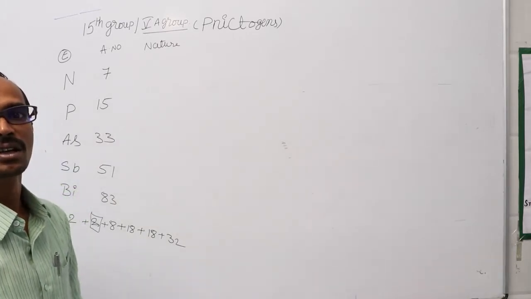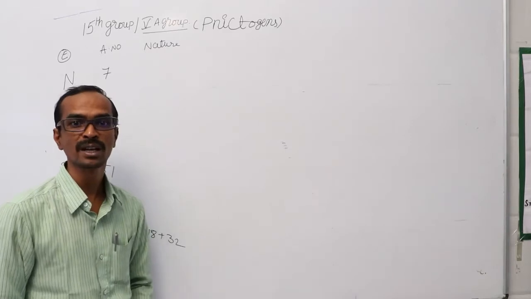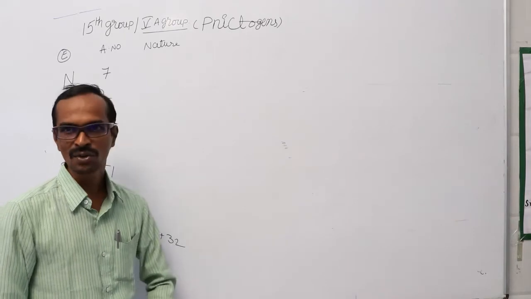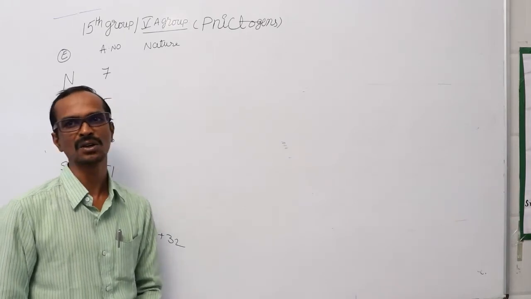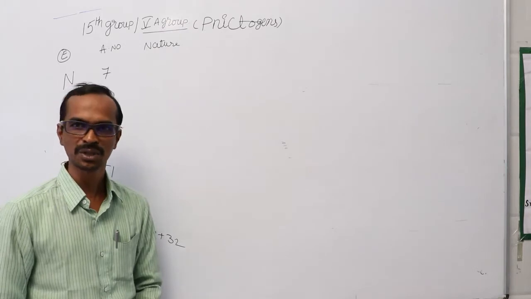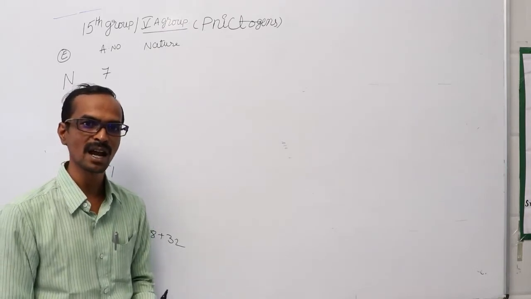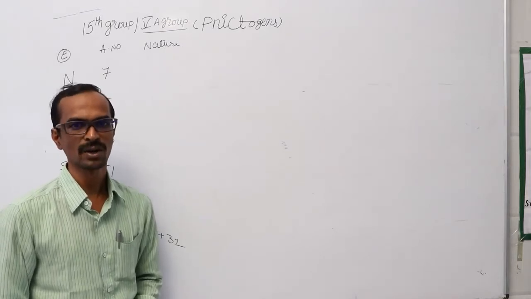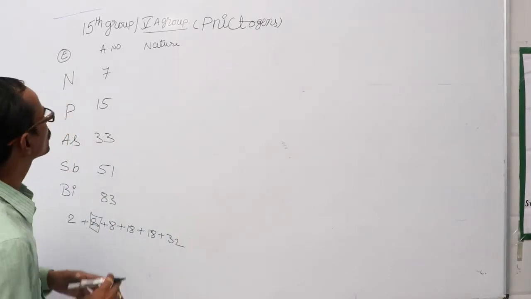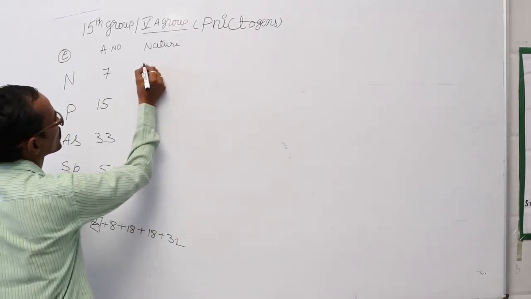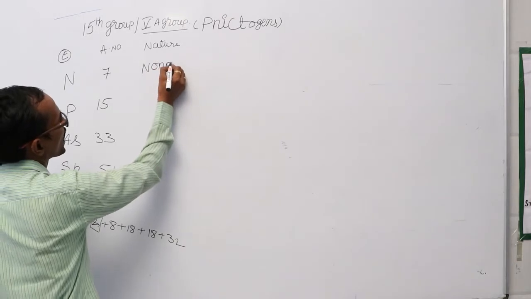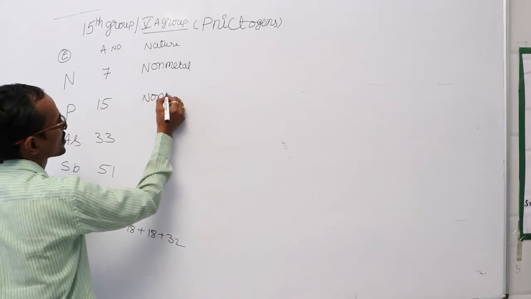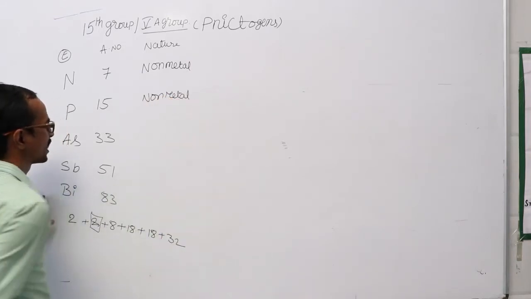We know all the elements in the long form of the periodic table are classified into 3 different types based on the tendency of that element to lose or gain electrons: metals, non-metals and metalloids. Here the first 2 elements, nitrogen and phosphorus, are the non-metallic elements.